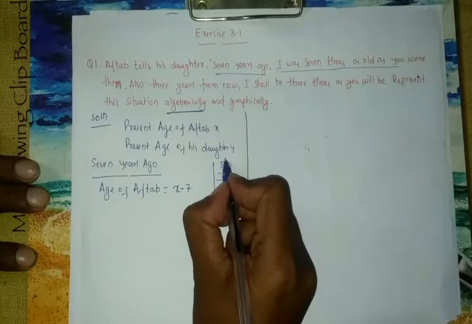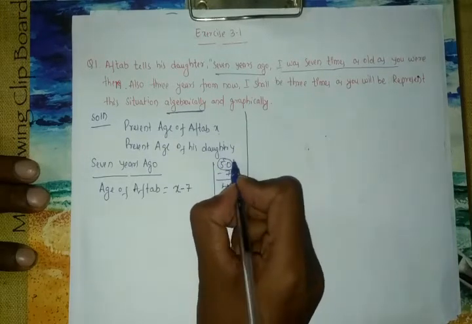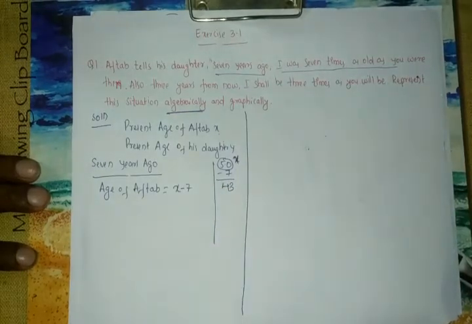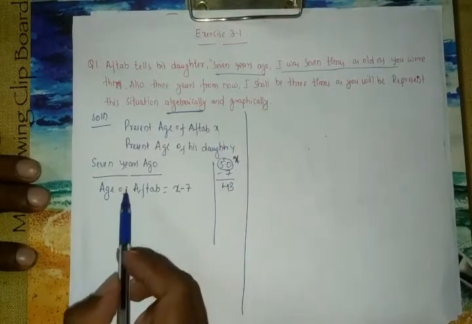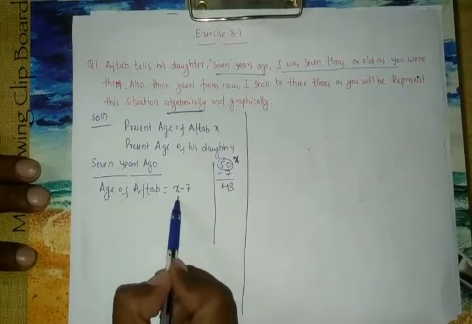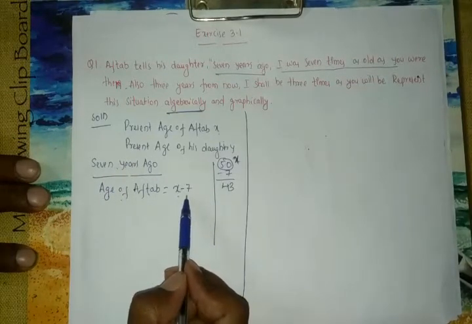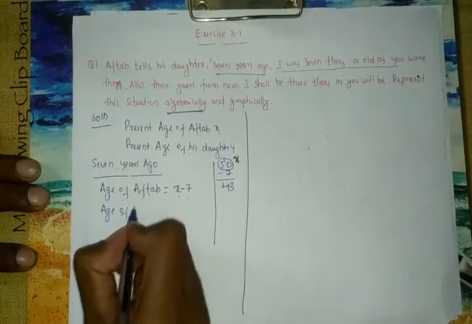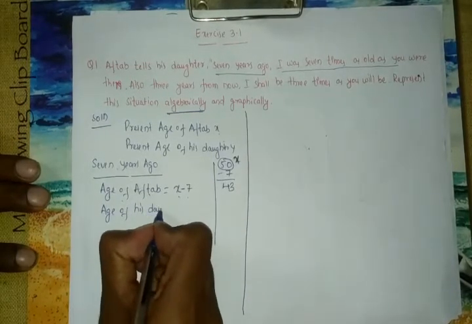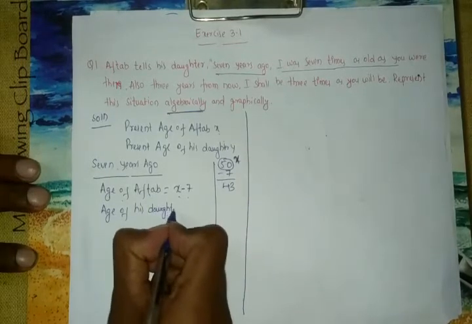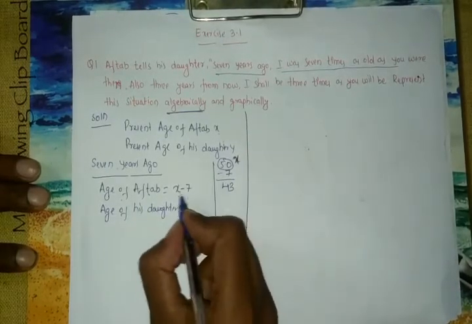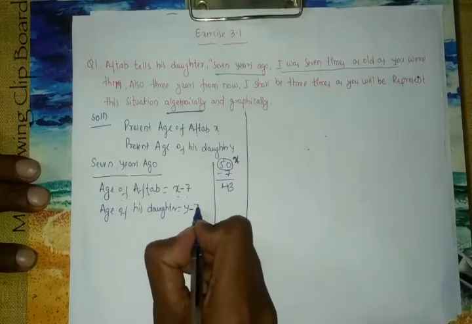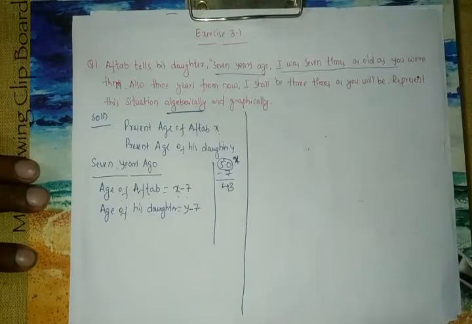So we have taken the age of Aftab as the variable x. We don't exactly know how old Aftab is, so the age of Aftab 7 years ago will be x minus 7. In the same way, the age of his daughter: y is the present age of the daughter, and 7 years ago it will be y minus 7.